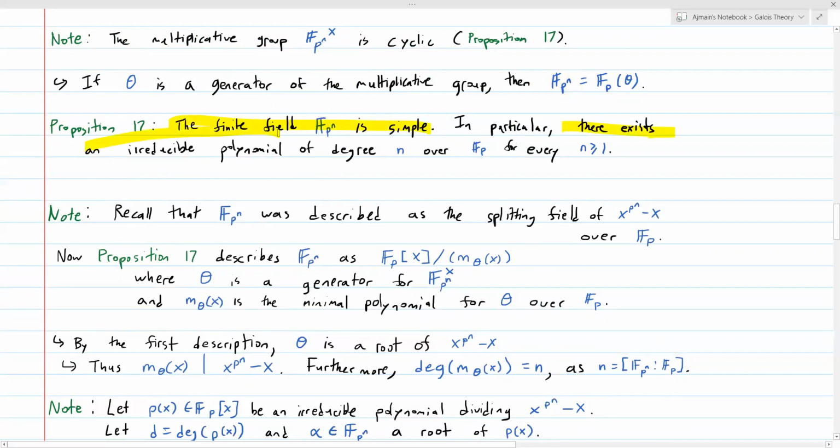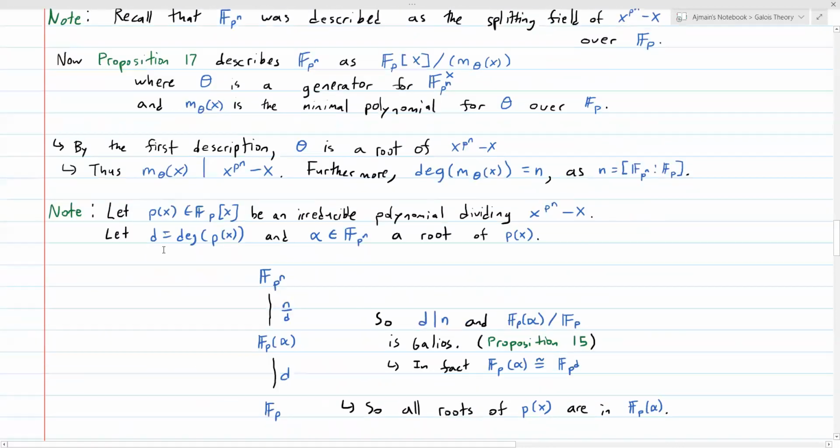And in particular, there exist irreducible polynomials of degree n over the ground field F_p for every n greater than or equal to 1. So why is this statement true? This is because, what is the minimal polynomial of theta, the thing that you're adjoining? The minimal polynomial has to be an irreducible polynomial of degree n, which is the degree of the extension, over the ground field F_p. So that's what this statement is saying: the minimal polynomials serve as irreducible polynomials of degree n over F_p. So proposition 17 tells you that finite fields are simple and there are irreducible polynomials of arbitrary degree over prime subfields.